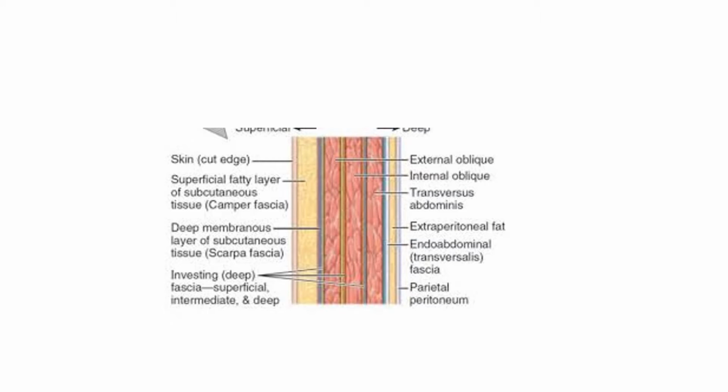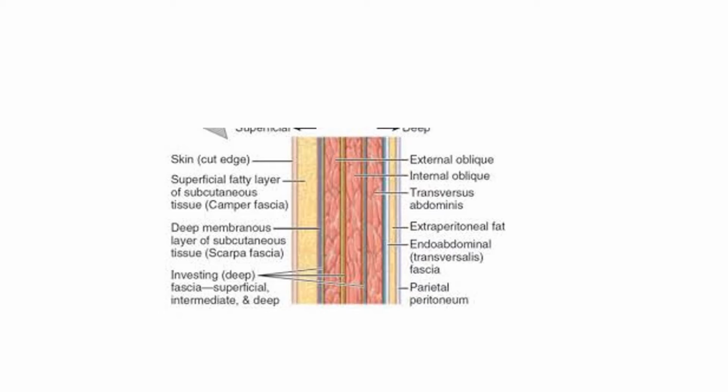There are 8 layers from before backwards: skin, superficial fascia, external oblique muscle and its aponeurosis, internal oblique and its aponeurosis, transverse abdominis and its aponeurosis, fascia transversalis, extraperitoneal tissue and parietal peritoneum. But opposite to the linea alba, the layers are reduced to 6. The skin contains Langer's lines. Then the position of the umbilicus is important, that is at the level of L3 and L4.